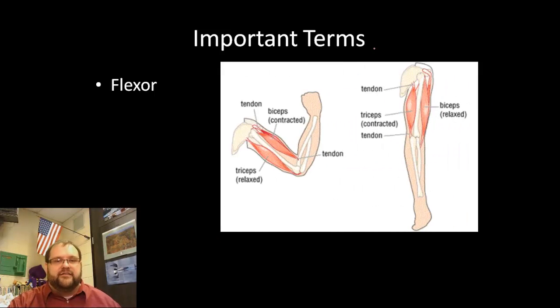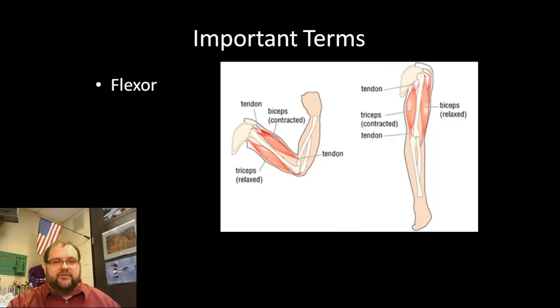Okay, some important terms I want you to know for the rest of this unit. And these we'll talk about. You'll hear these when we look at our muscles a lot, when we're doing the cat dissection and looking at human muscles. They'll use these in the terms or in the names of the muscles, so I want you to kind of understand them. The first one is a flexor. And a flexor, very simply, is going to bend a joint.